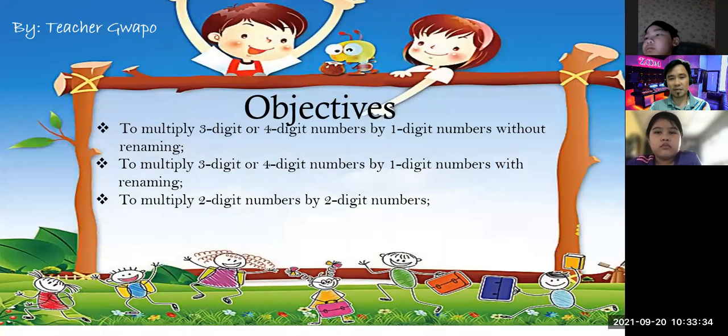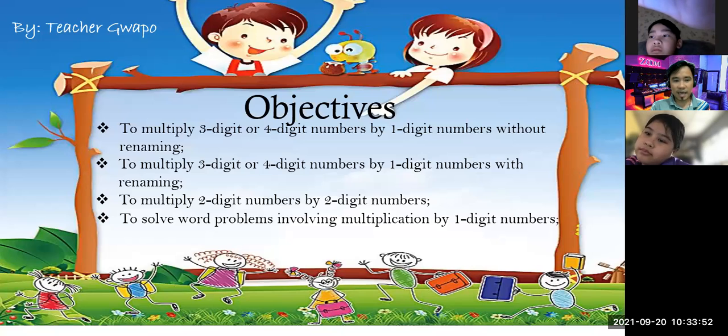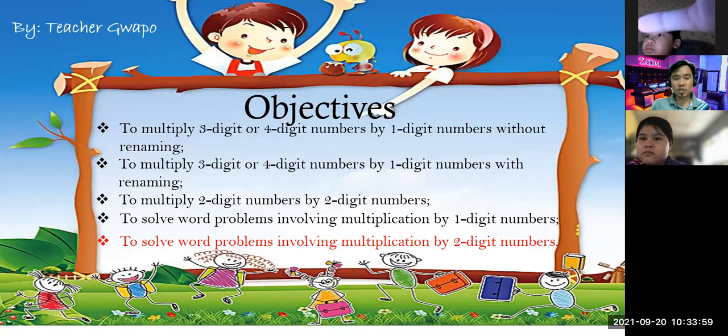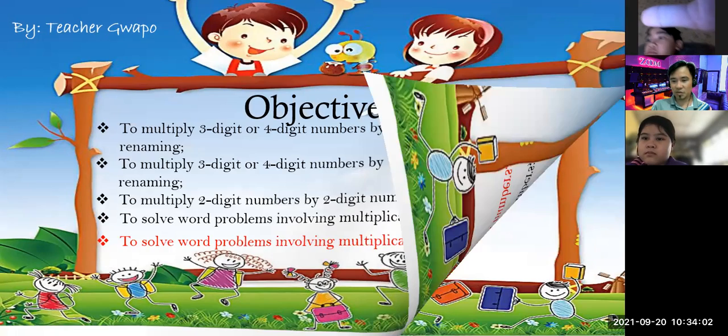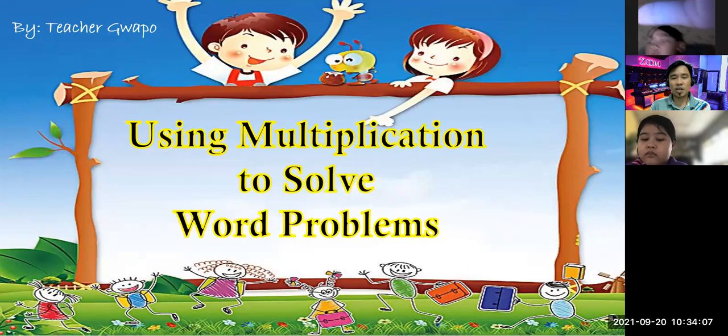So these are the objectives that we have in the previous days: to multiply 3-digit or 4-digit numbers by 1-digit number, and to multiply 2-digit numbers by 2-digit numbers. So these are the things that we learned in previous days. And we also learned to solve word problems involving 1-digit numbers. But now we will solve word problems involving 2-digit numbers or 1-digit number. Okay. Now, using multiplication to solve word problems.